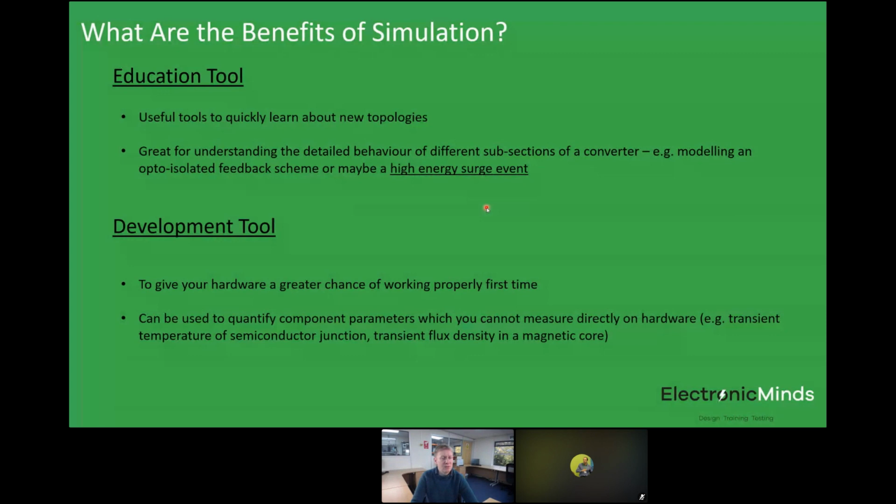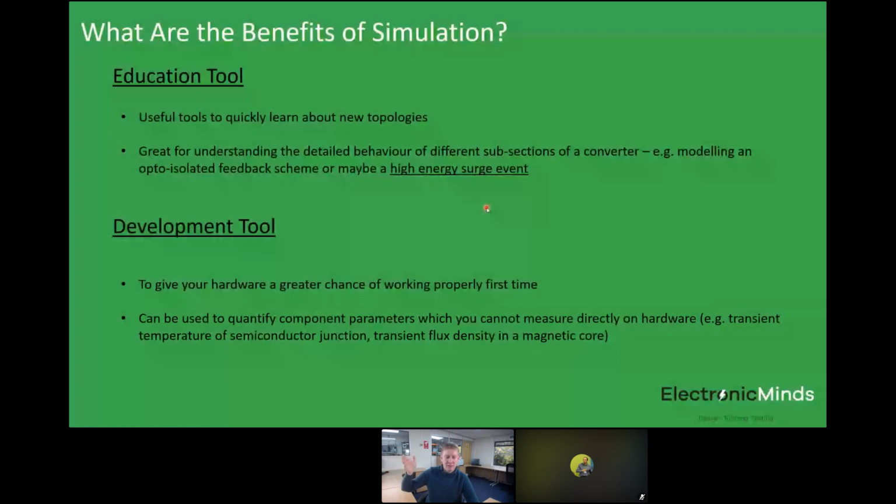If you have a good simulation model in place, you can actually use that simulation model to examine behaviors of some parts of your converter that you can't actually measure on the bench. For example, you're looking at the transient temperature of a semiconductor junction in a power device. You can't obviously measure that on the bench, but you can get a good idea of the transient thermal effects using a Cauer model, which are available from manufacturers now. So during pulse loading, overloading, you can actually have a look at what's going on at the junction temperature.